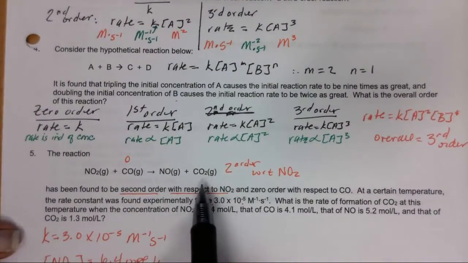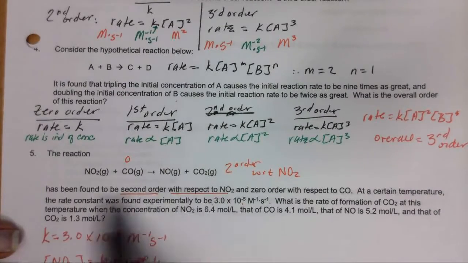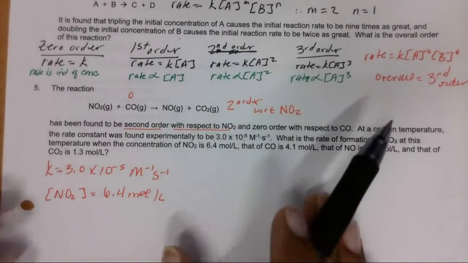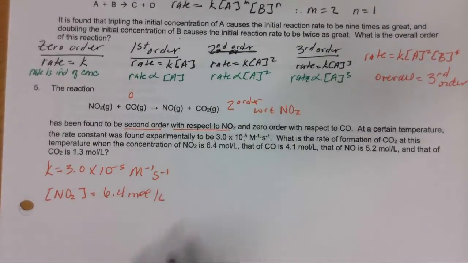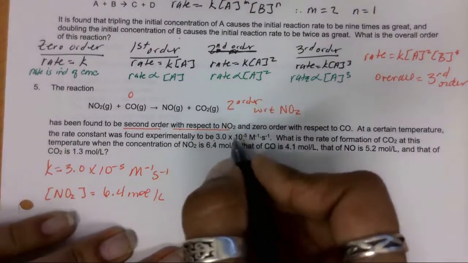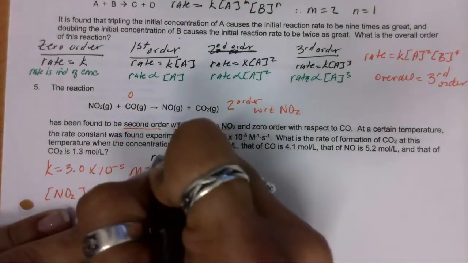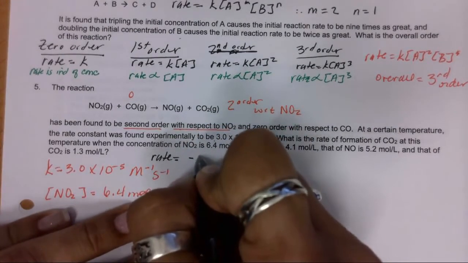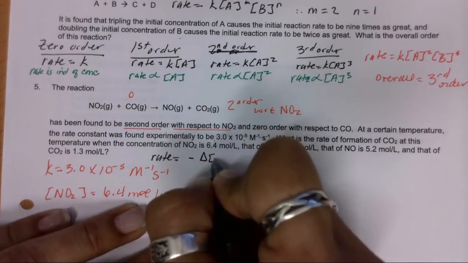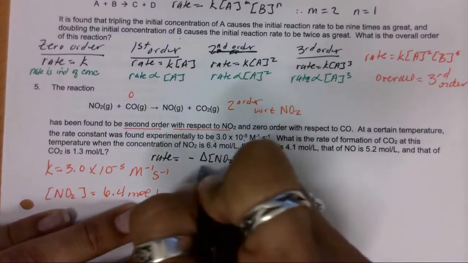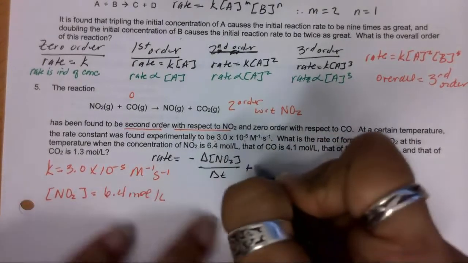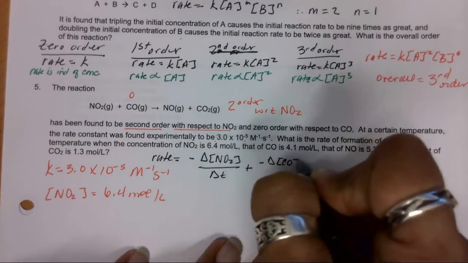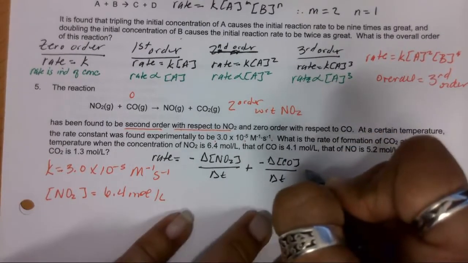So we have this idea here, except I'm just telling you this because in this particular reaction it's a 1-to-1 ratio, so we don't have to take reciprocals of anything. But if we didn't have 1-to-1, we would. And so if we relate these, the rate is equal to the negative change in concentration of NO2 over the change in time, plus the negative change in concentration of CO over the change in time.